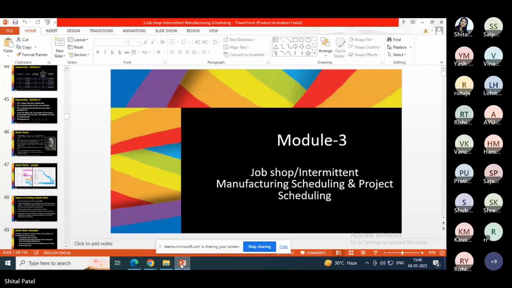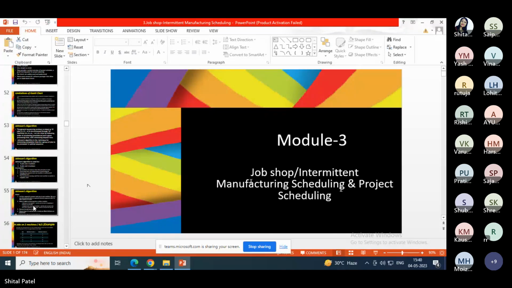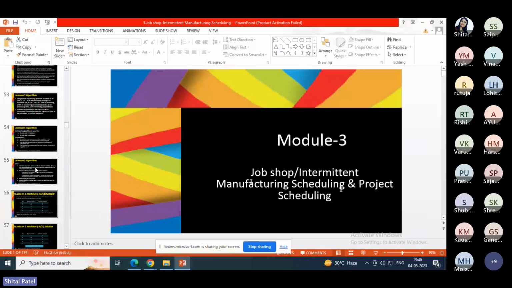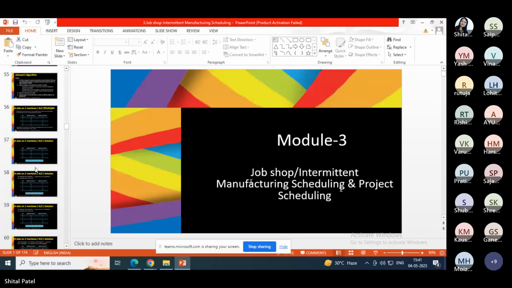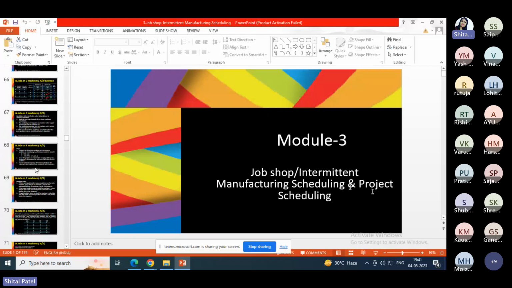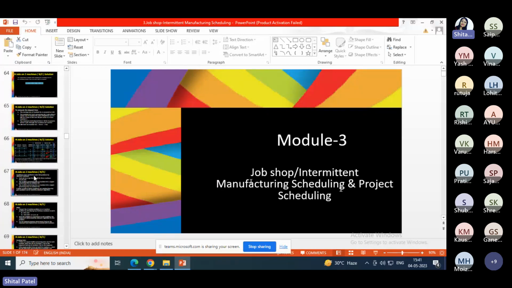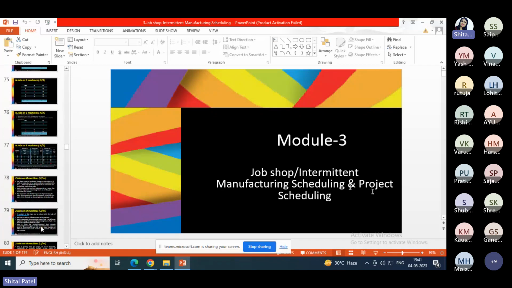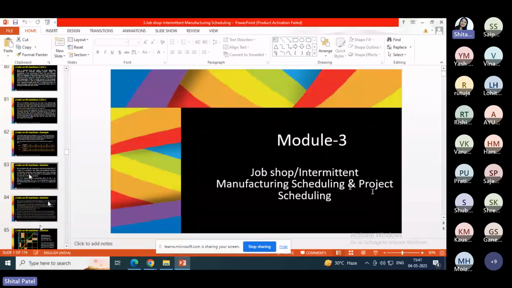Yes, ma'am. Module number 3, job shop intermittent manufacturing scheduling and project scheduling. Is it visible? Yes, ma'am. And I'll go to the numerical then. Let me jump directly to the very important numerical, which is usually asked in the examinations. So directly jumping to project scheduling. And later on, if time permits, I'll explain the Johnson's algorithm. ठीक है?